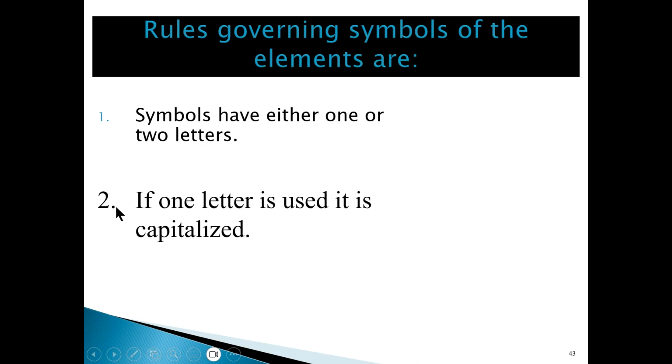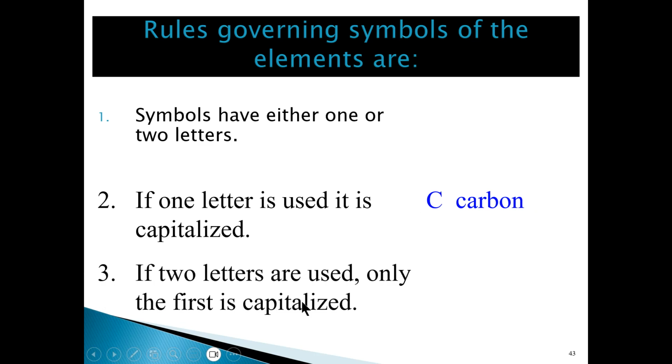If it has one letter, then that letter is capitalized. If it has two letters, then one letter is capitalized and the other one is lowercase. So, in terms of one letter examples, hydrogen has a symbol H, carbon has a symbol C, and then in the case of two letter examples where the first letter is capitalized and the second one is lowercase, here's one example: neon, the symbol is Ne, and barium, where the symbol is Ba.